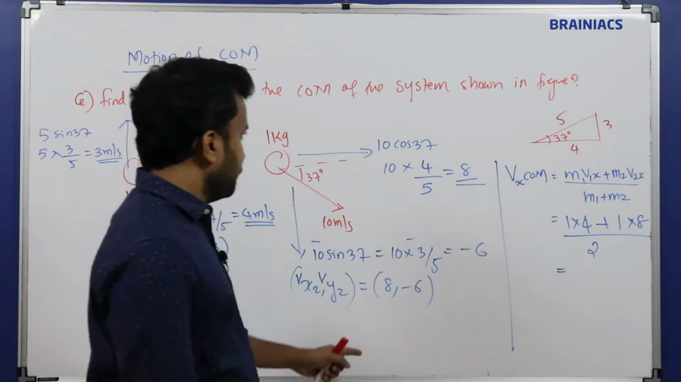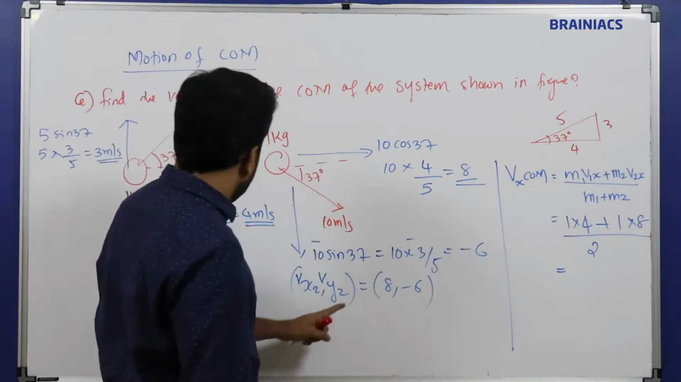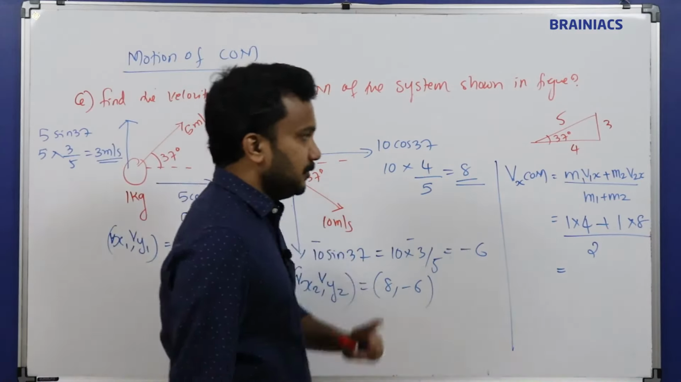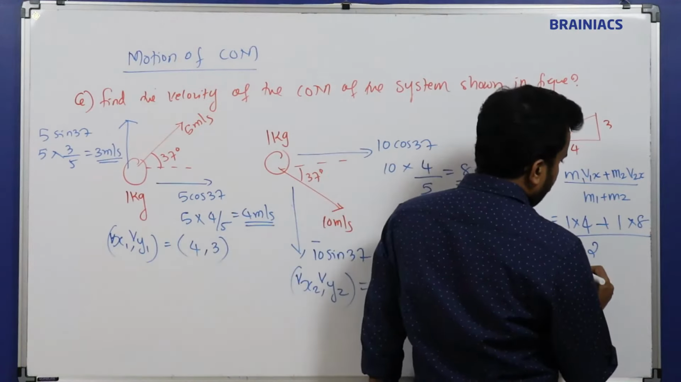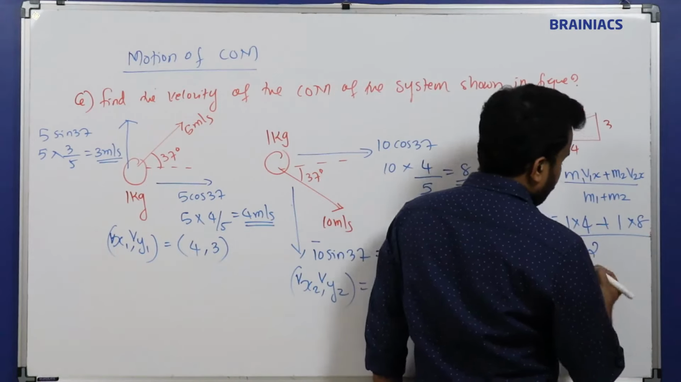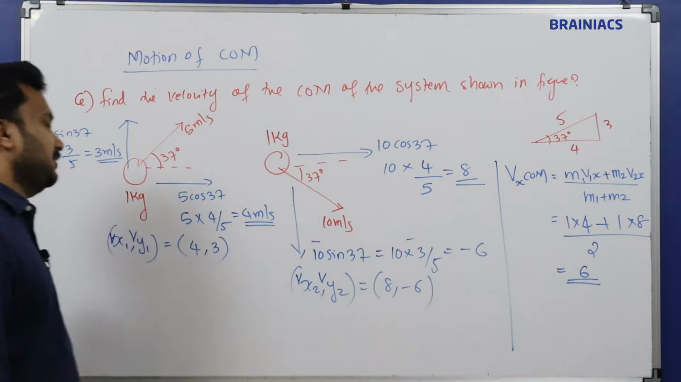Here 8 is positive and 4 is also positive, so the substitution is correct. 12 by 2 means 6. So the velocity in the x direction is 6.